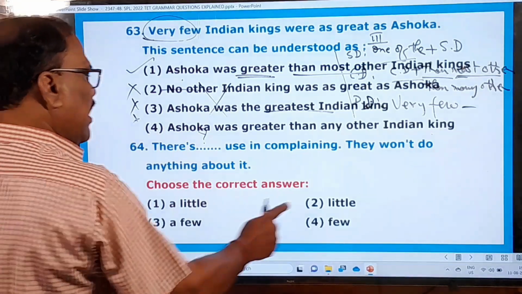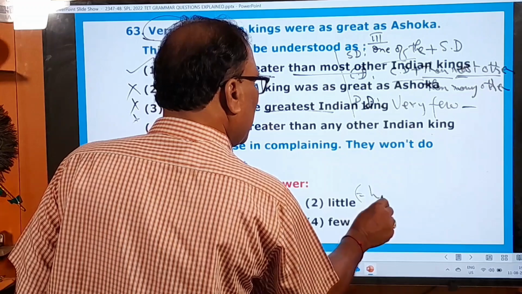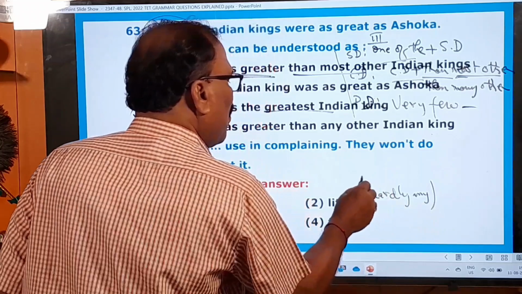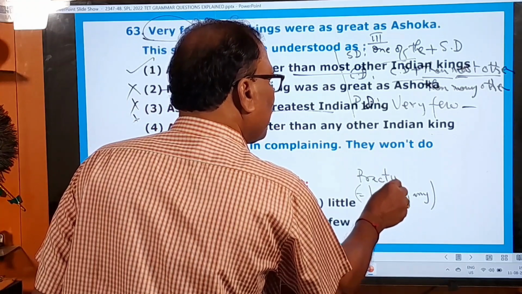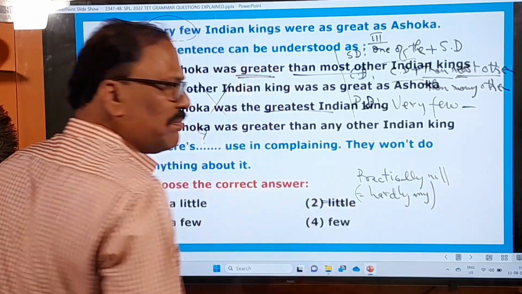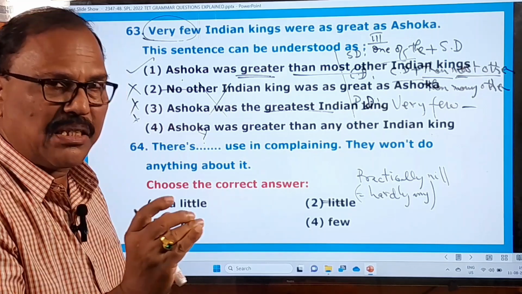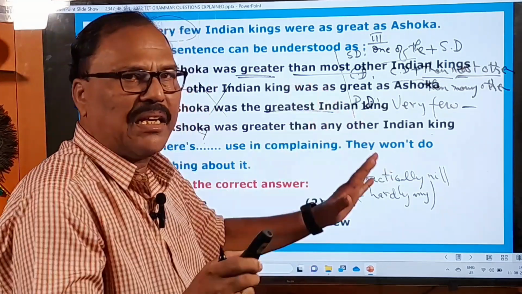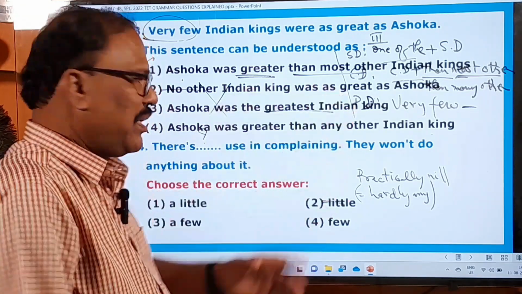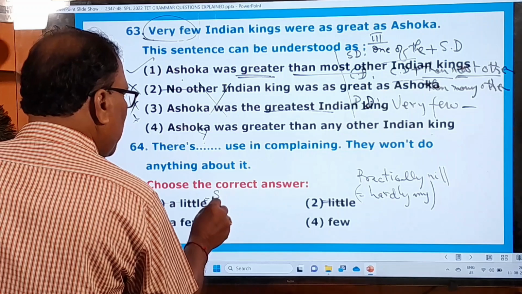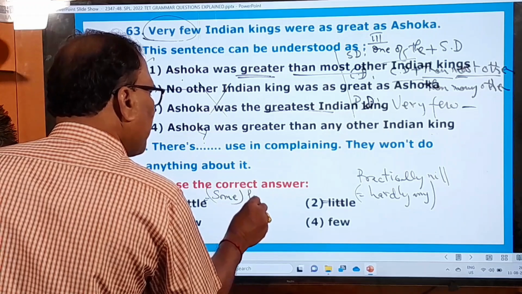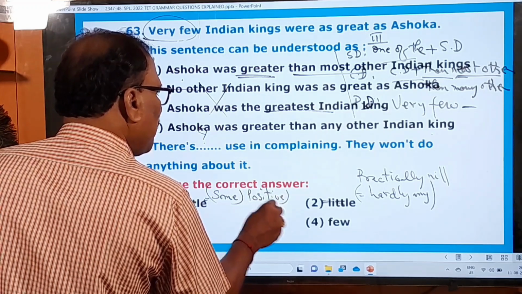Here little means hardly any, practically nil. That is the meaning of this. It conveys a negative meaning. Little means hardly any. Please remember this. And it means practically nil. There is nothing. It conveys a negative meaning. But a little is there. A little means some. Not much, but some. It gives a positive meaning.